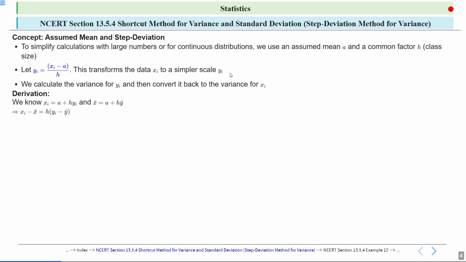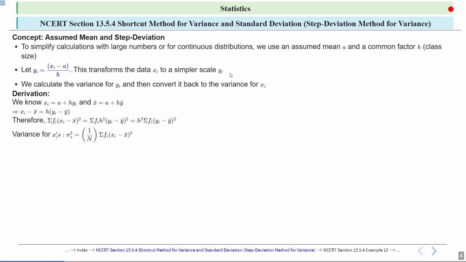Next, let's find the difference between each data value and the mean. So xi minus x bar is equal to h times (yi minus y bar). Using this relationship, we can write the sum of square deviations as sum of fi times (xi minus x bar) whole squared, equal to sum of fi times h square times (yi minus y bar) whole square, and this is simply equal to h square times sum of fi times (yi minus y bar) whole square.